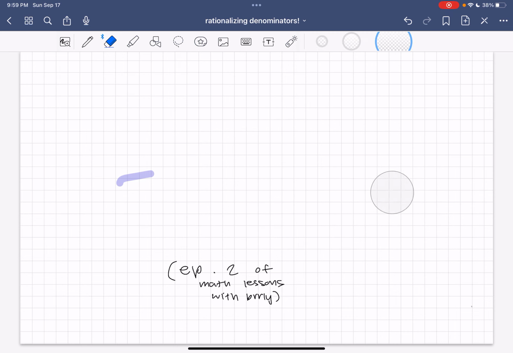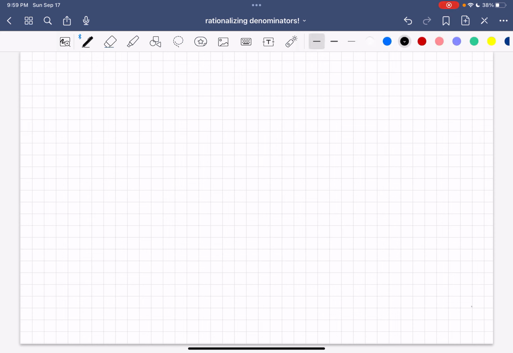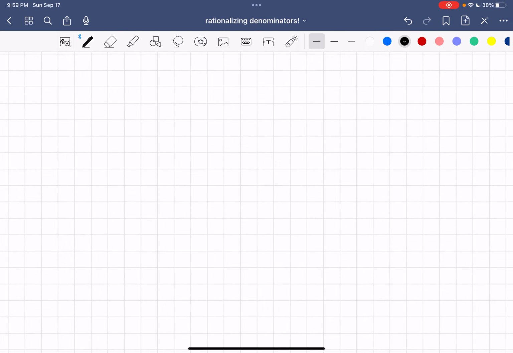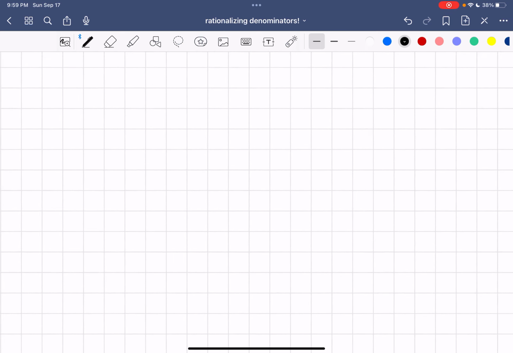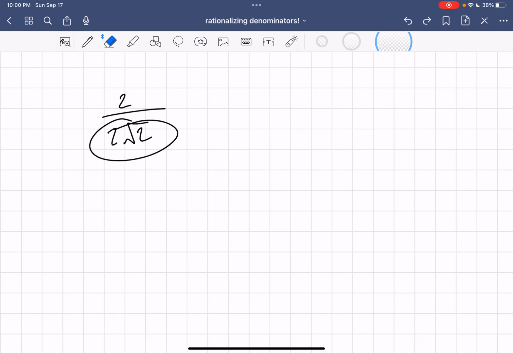Rationalizing denominators is our math topic for the next probably 20 minutes. So rationalizing denominators is just making the denominator rational. An irrational denominator would be like this, because you see the radical is in the denominator.